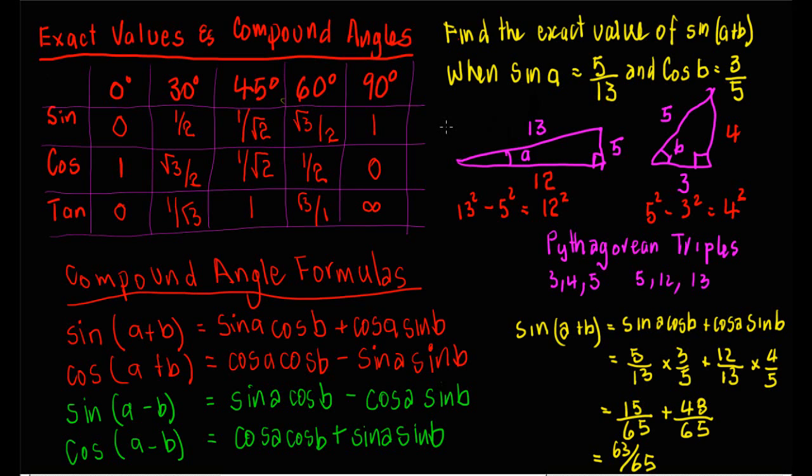Sine A plus B equals sine A cos B plus cos A sine B. In this case here, 5 over 13 times 3 over 5 plus 12 over 13 times 4 over 5, which is 15 over 65 plus 48 over 65. The denominators are the same, so we can add the numerators. 63 over 65 is the exact value we're looking for. And that's as much as we're going to investigate these exact values and compound angles for now.